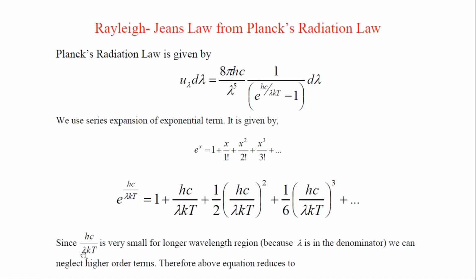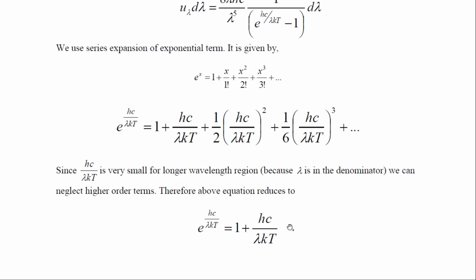Since lambda is in the denominator, Rayleigh Jeans law is applicable only in the longer wavelength region. That means lambda is very large here. Since lambda is very large, hc by lambda kT becomes very small. If hc by lambda kT is very small, its square, cube, fourth power, fifth power or nth power are very much lesser than hc by lambda kT. Therefore, we will neglect higher order terms from the second order term. We are left with the 1 plus hc by lambda kT.